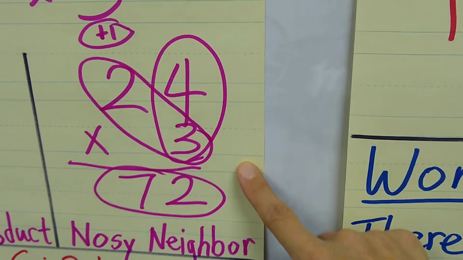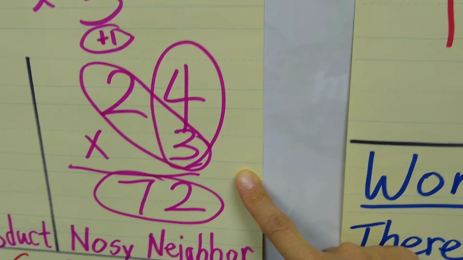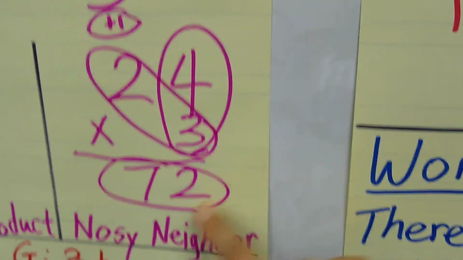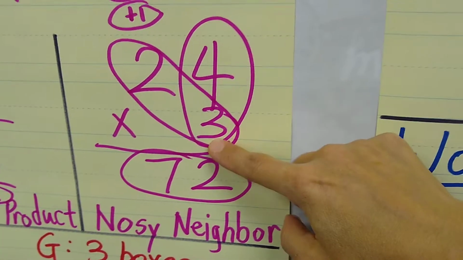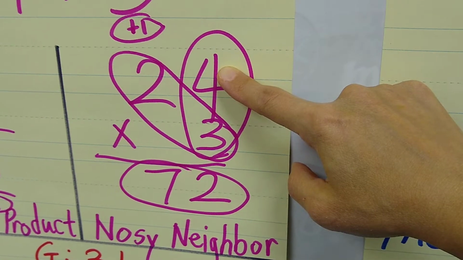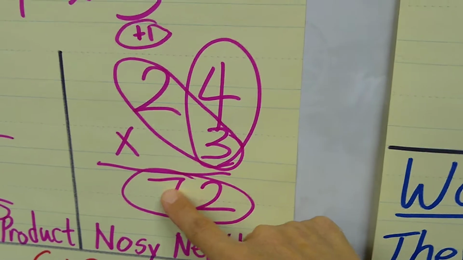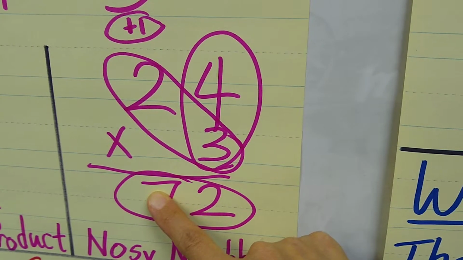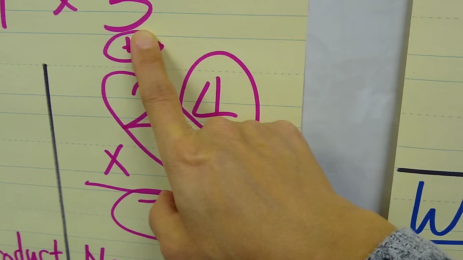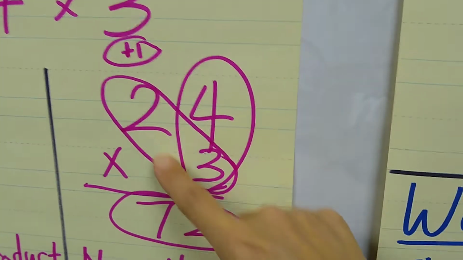And finally, this is the one that we use most commonly. We call it the nosy neighbor. The nosy neighbor goes to the ones place. 4 times 3 is 12. You put the 2 here. Instead of putting the 1 here, the 1 would take an elevator and go up. And we're going to add it back later.